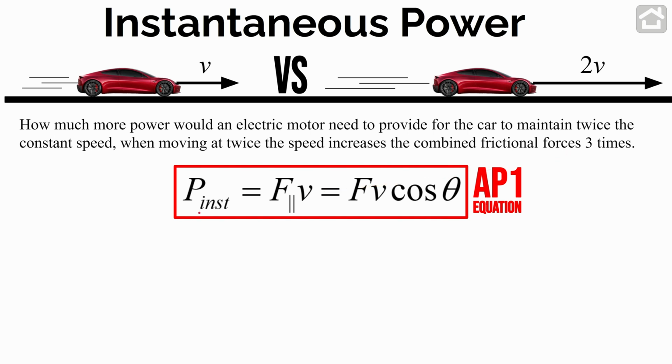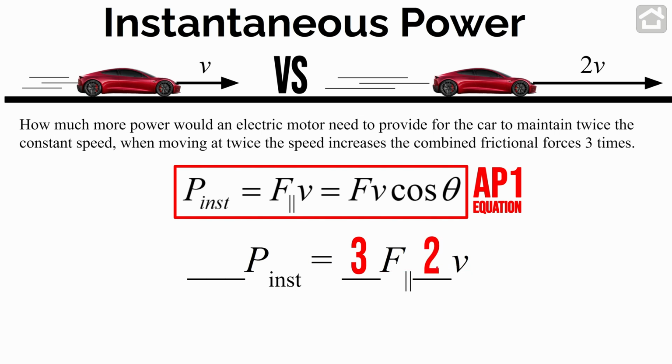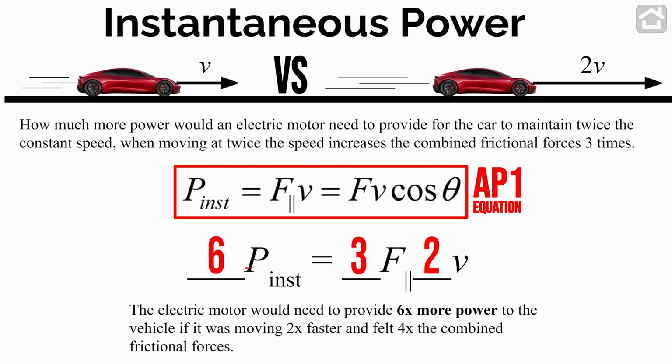This is a pretty basic proportional reasoning question. So by what factor does the instantaneous power change when the force needs to be tripled and the velocity is doubled? Well, simple proportional reasoning. If we are tripling the force that the electric motor needs to provide because the resistive forces are tripled, and it's moving twice as fast, that means, pulling out these coefficients, 3 times 2, the instantaneous power provided by the electric motor needs to be 6 times larger, because the instantaneous power is the force times the instantaneous velocity.